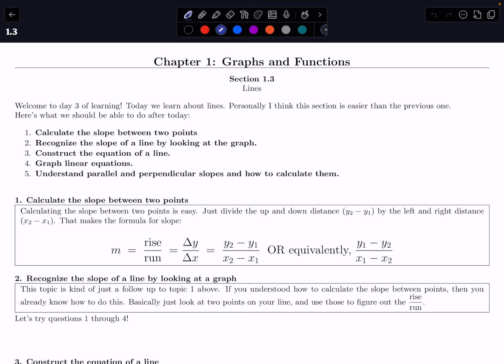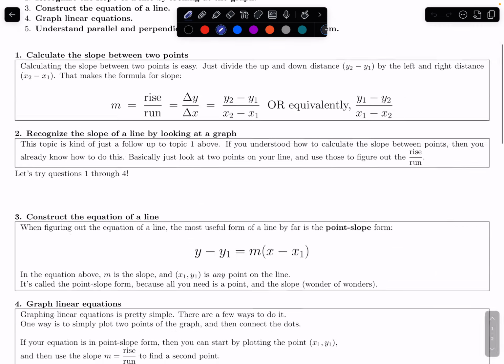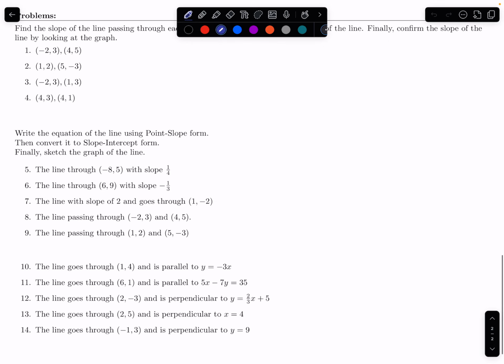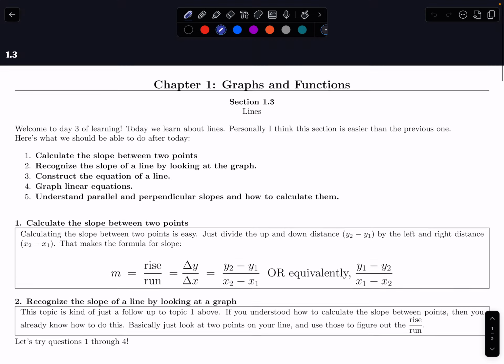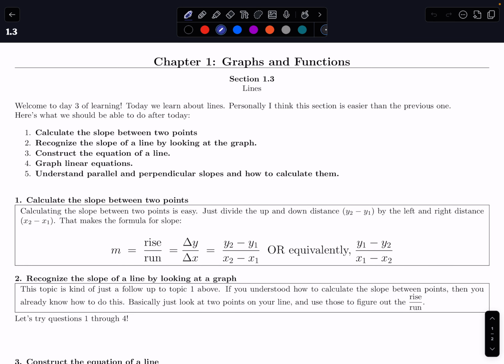And I hope today it will be a little faster than last time. I expect it will be, because I think last section was pretty long, but this one's a lot easier and there's less problems too. Only 14. Although 14 sounds like a lot, it's really not too bad, I think. Because the first questions are just about calculating the slope between 2 points.